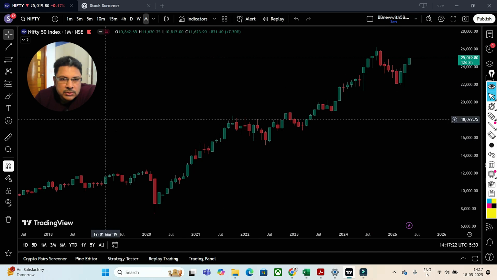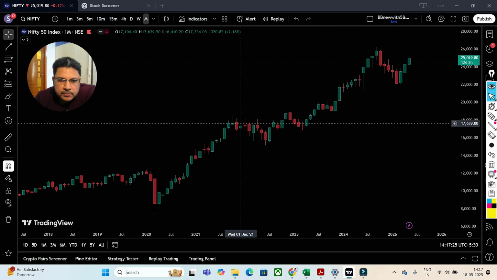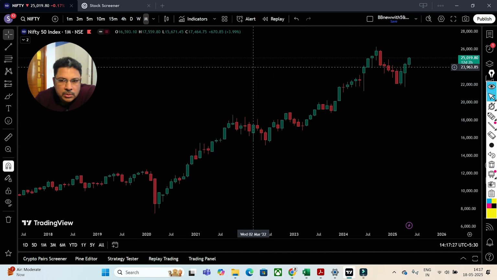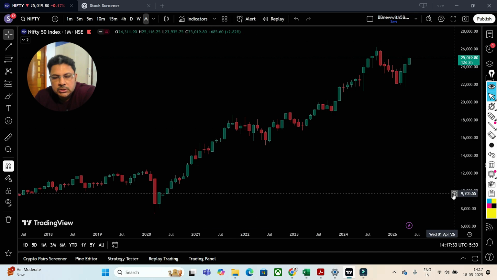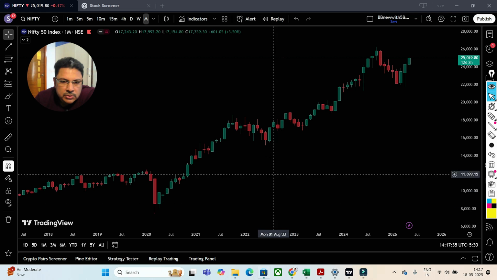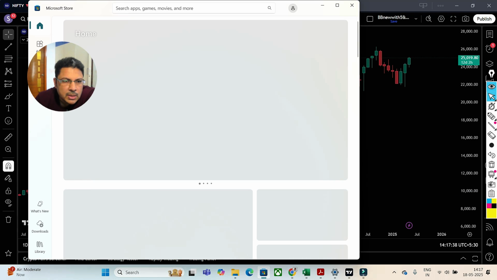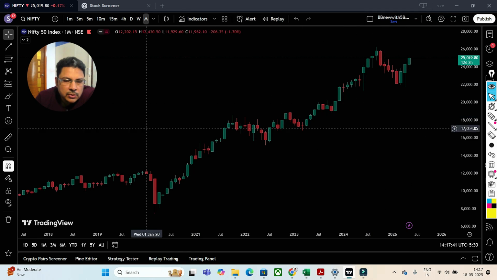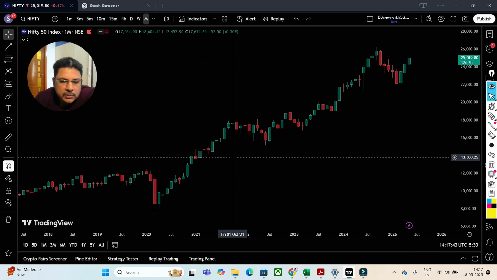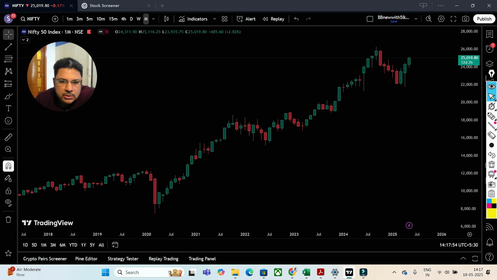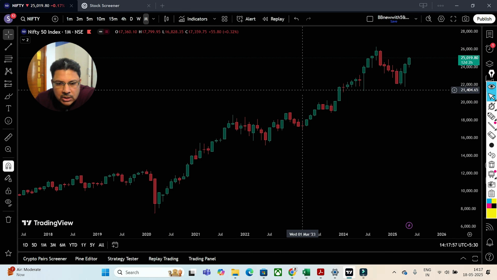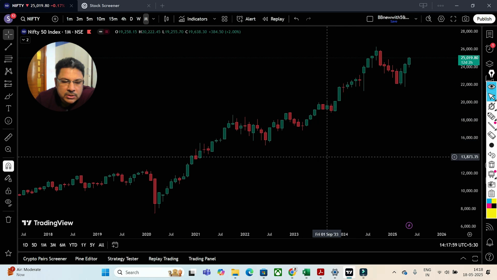So I'm using TradingView. Most of you might be using TradingView, but the layout may not be the same. What you need to do is install the TradingView app which comes on the Microsoft Store, which you can download from the Microsoft Store. The layout will change for you. It will look decent, because otherwise the browser version will have a lot of space occupied by other browser related stuff. So it's better you install this app. The chart looks much cleaner here, so we'll use this for analysis today.